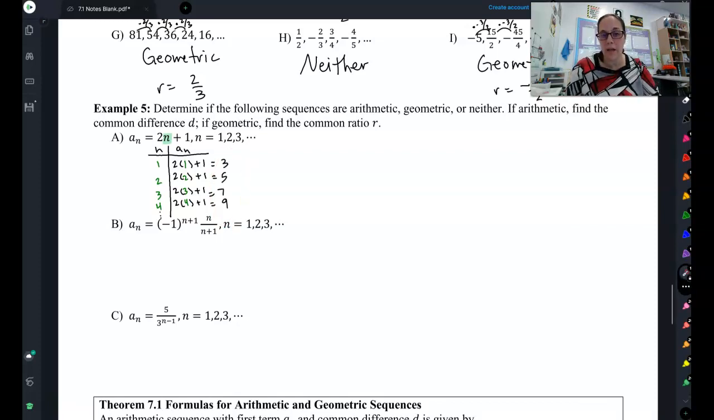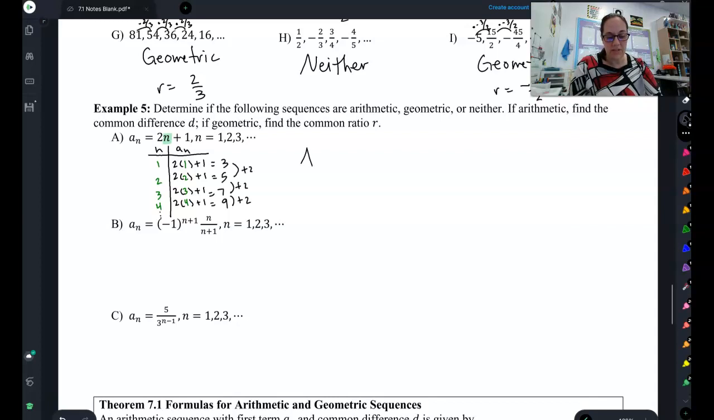Now I see if I'm adding, subtracting, or multiplying the same number over and over to see if it's arithmetic or geometric. And you've probably noticed that we are adding 2 every time. So this is arithmetic with D a positive 2.